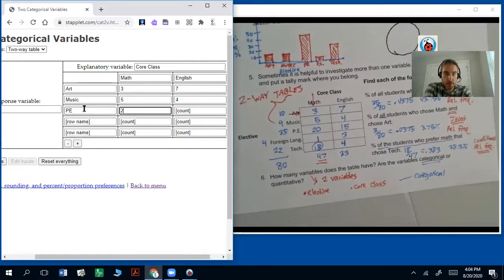20, 15, foreign language, 1 and 3, and technology, 18 and 4.